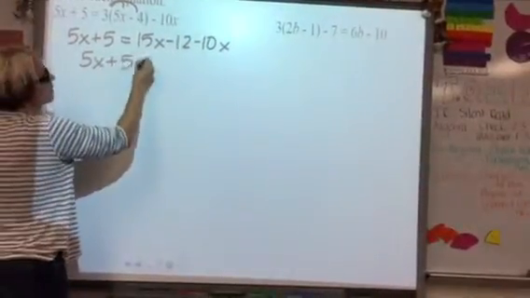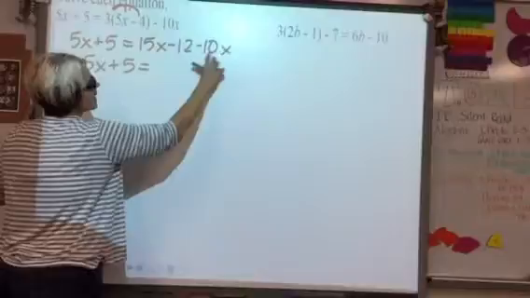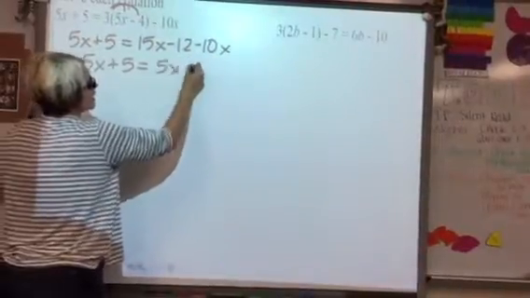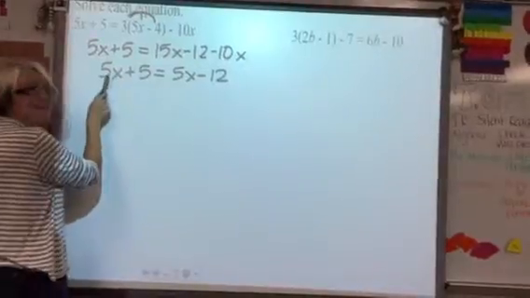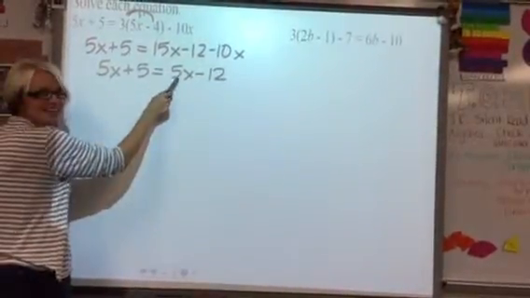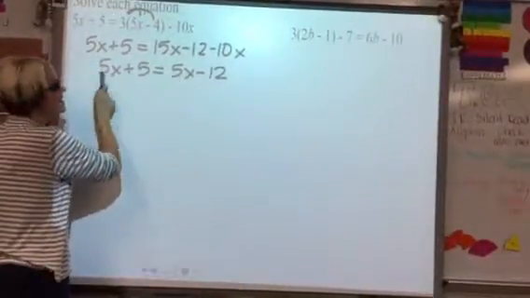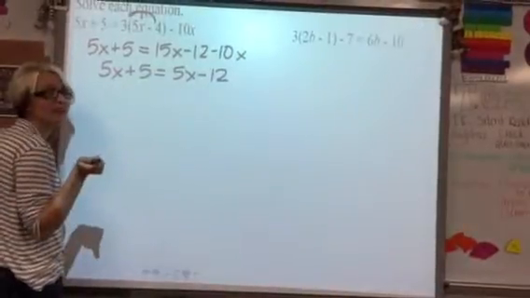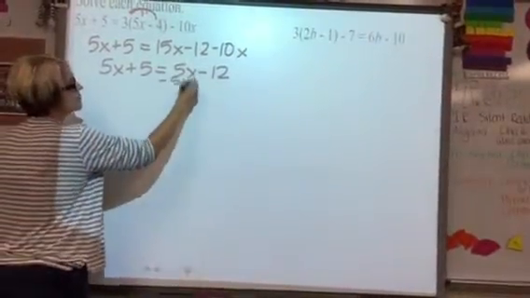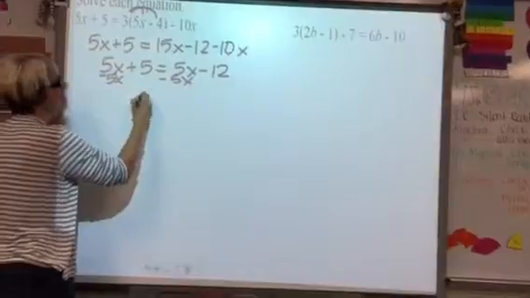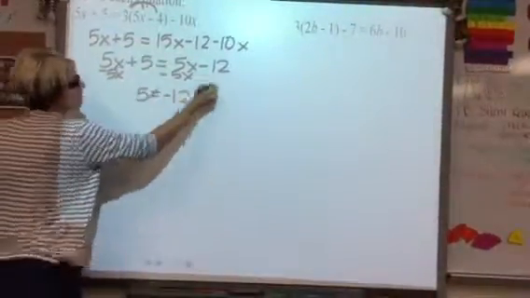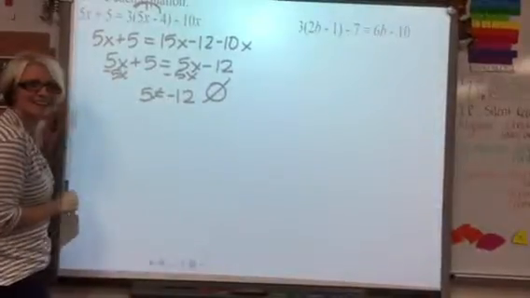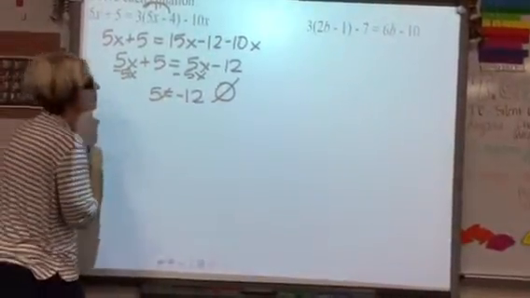So I'm just going to rewrite what I have on the left side. What's 15x minus 10x? That is 5x. Now, I have a situation where I have the same number with the same variable. This tells me it's going to be either an identity or an empty set. Let's go ahead and subtract the 5x's and see what happens. This is 5 is equal to negative 12. Is that ever true? Nope. So this is what we call an empty set. And you can just write the empty set symbol.